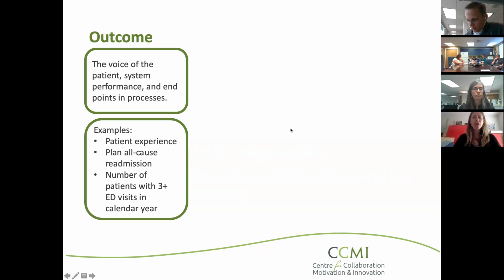So outcome measures are pretty intuitive. They're the endpoints or desired endpoints of processes. Some examples of outcome measures might be patient experience, or plan all-cause readmission, the number of patients with 3 or more ED visits in a calendar year. So outcome measures are typically framed within your aim statement as what are you really trying to accomplish, and that's often what the outcome is.